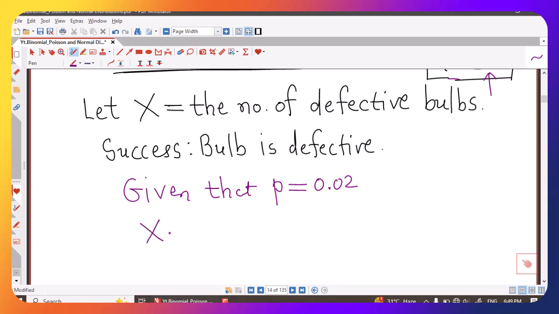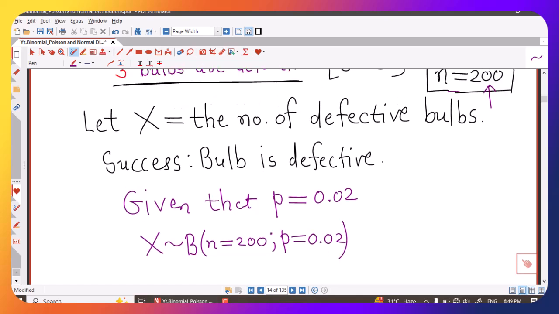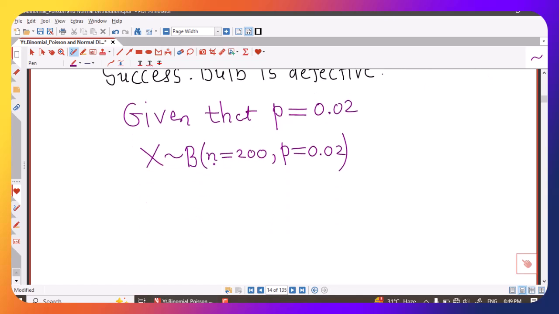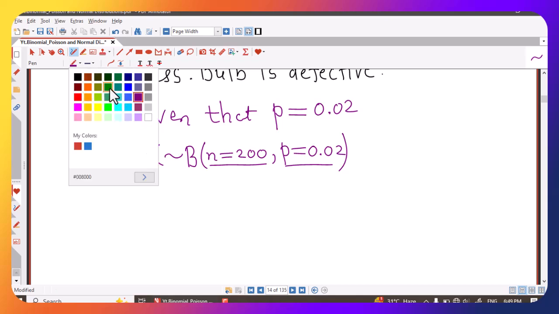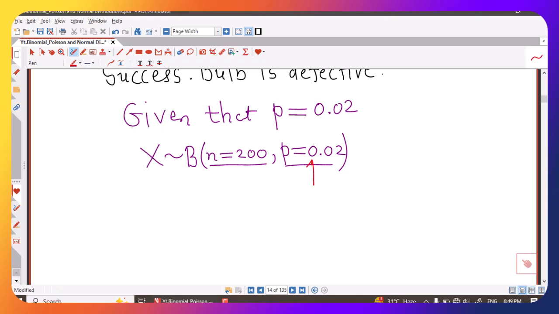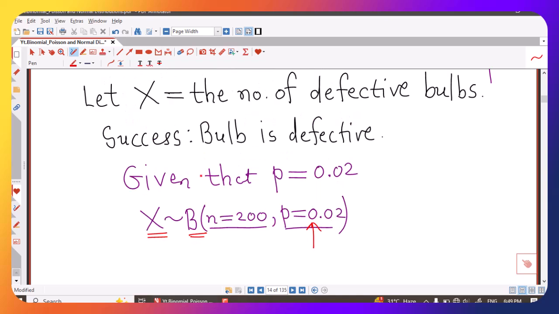So we can say that if we define capital X equal to number of defective bulbs, then this capital X is a binomial random variable with n equal to 200 and probability of success equal to 0.02. And we can observe that number of trials are large and probability of success is small, or we can see that this 200 is greater than 20 and this p is less than 0.05. Therefore we can approximate this binomial distribution using Poisson distribution.